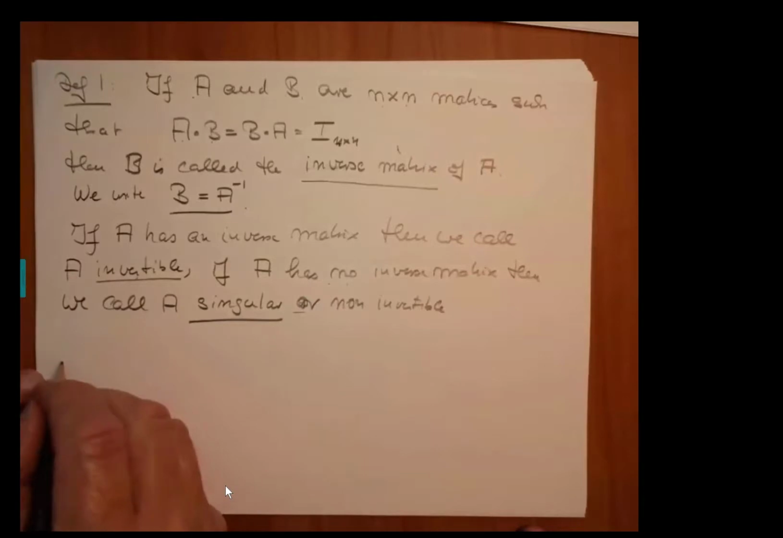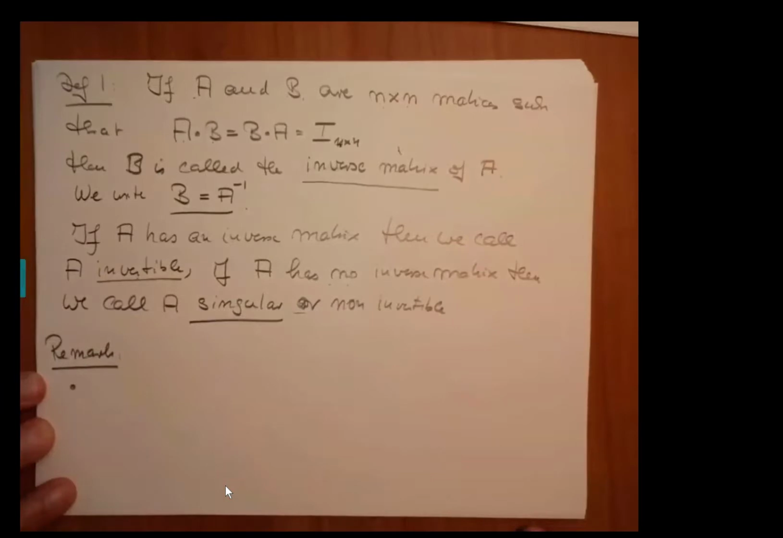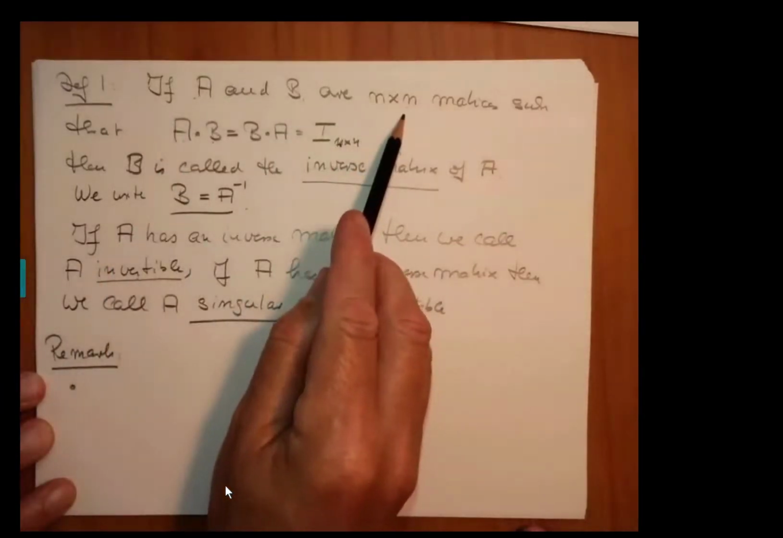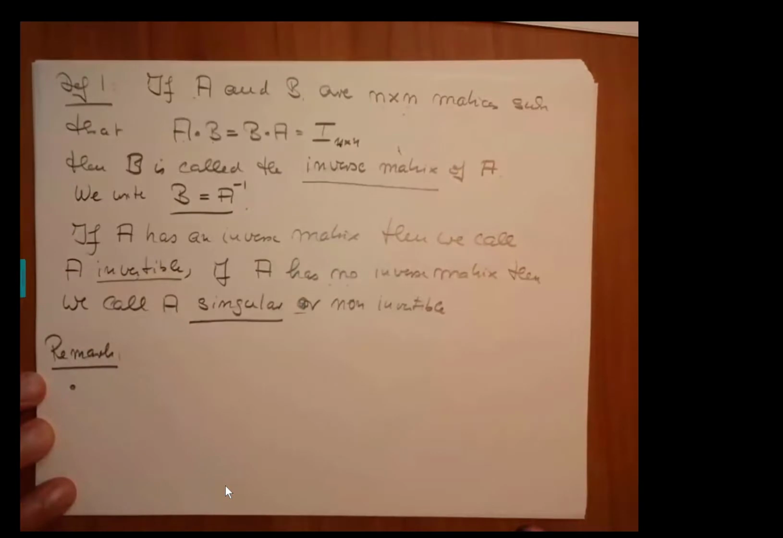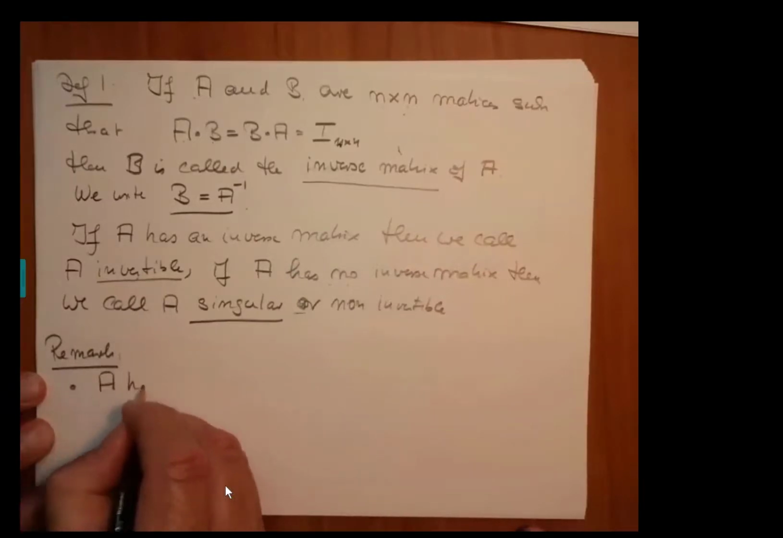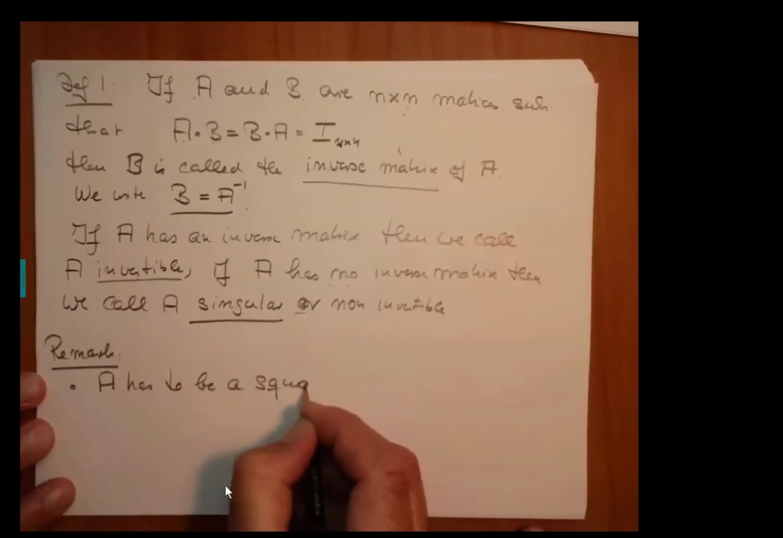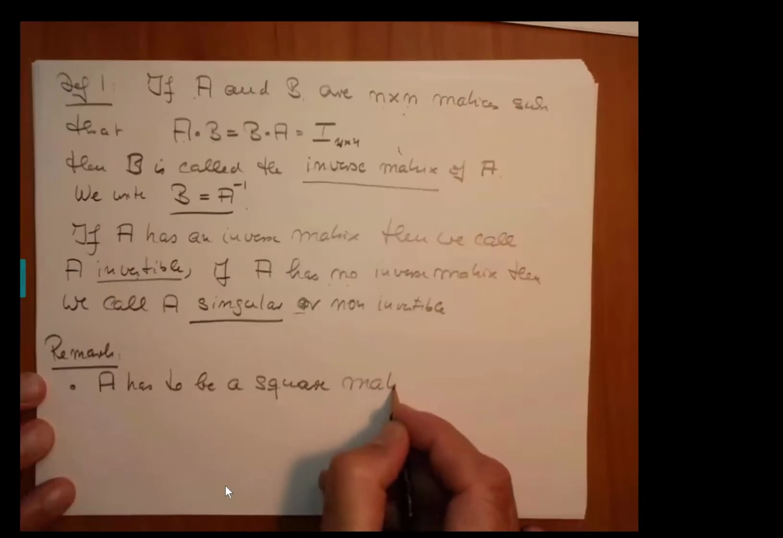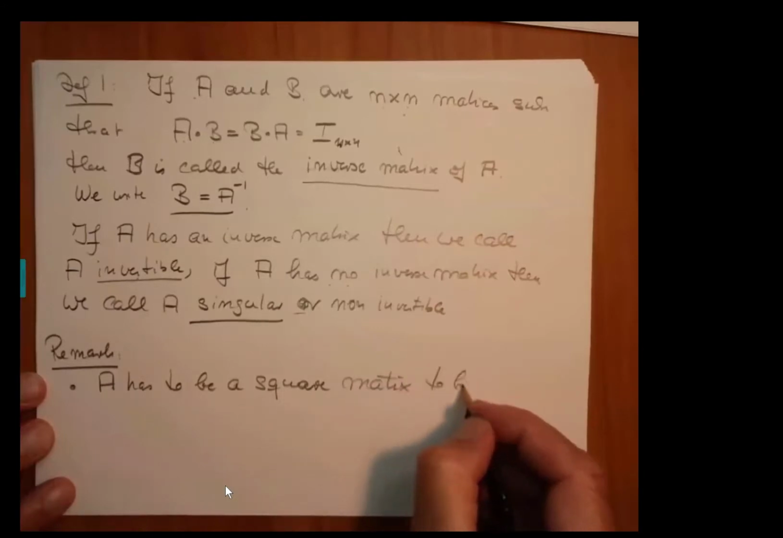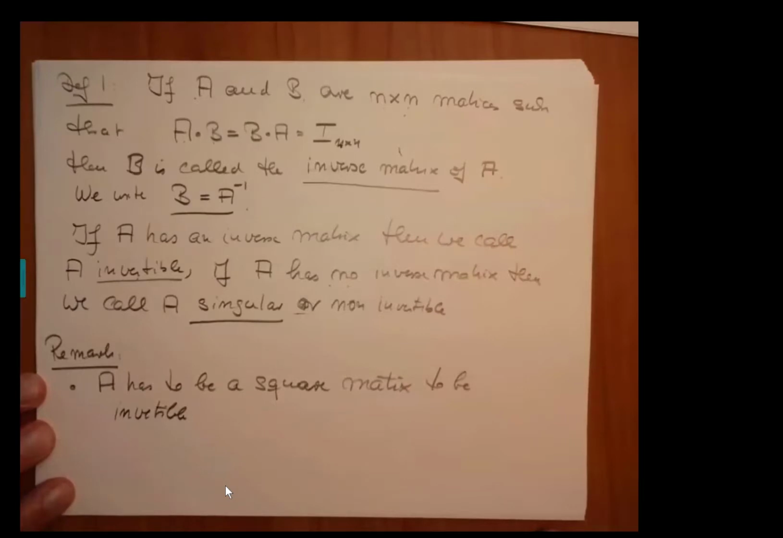Okay, so important, just as a remark. Number 1, if A is not square, there is no inverse matrix. So an inverse matrix exists only for square matrices. So A has to be a square matrix to be invertible. If it's not square, you don't even need to check anything. Non-square matrices have no inverse.